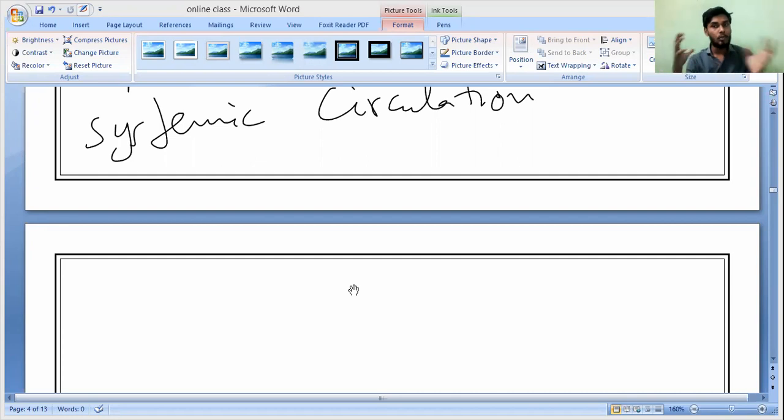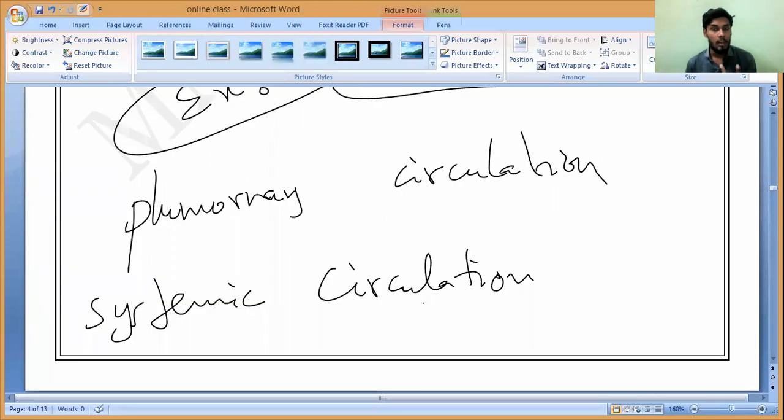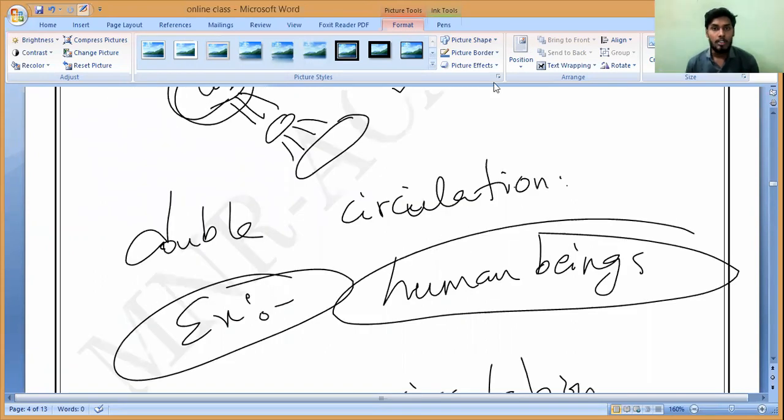So if you combine these two together, we call it double circulation. Double circulation means two things in human beings: one is pulmonary circulation, another one is systemic circulation. So this is all about how the circulatory system works and what things are present inside.